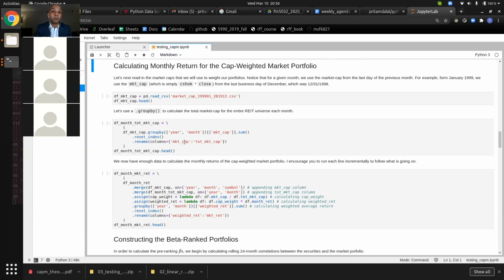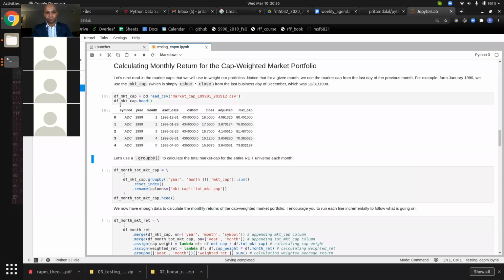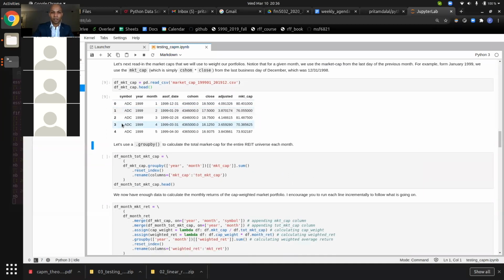So now let's calculate the monthly returns for the cap-weighted market portfolio. Just to note, for any given month, we're going to use the market cap from the last day of the previous month. So for January 1999, we're going to use market cap from the last business day of December 1998, which was New Year's Eve, 1998. So let's go ahead and read in our market cap information. And then this code calculates the total market cap for the entire REIT universe.